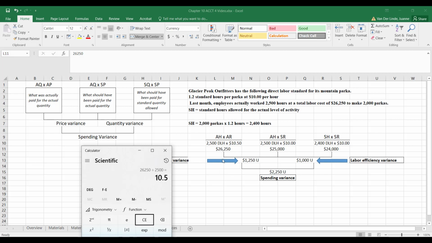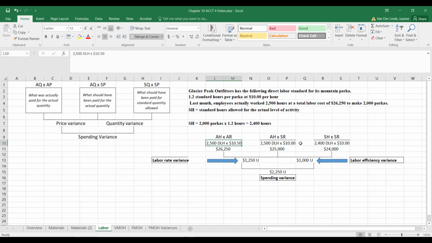Now, how much should we have been paying per hour? About $10 per hour with all compensation costs included. So it looks like here we paid 50 cents more per hour than we should have. So remember, to find the rate variance or the price variance, essentially, you're just comparing the rate or the price based on the actual amount of the input. So here it's hours. So the actual hours of 2,500, we paid $10.50 per hour when we only should have paid $10 per hour.